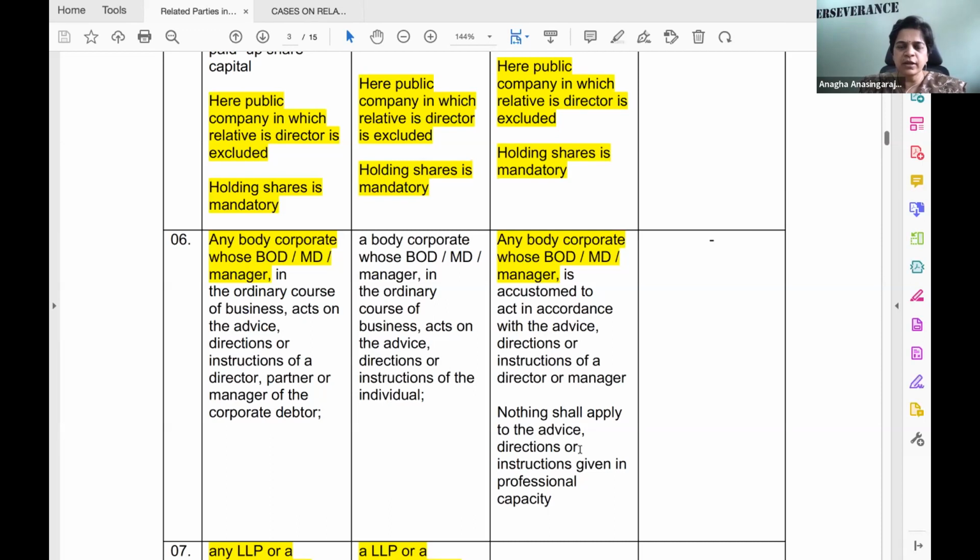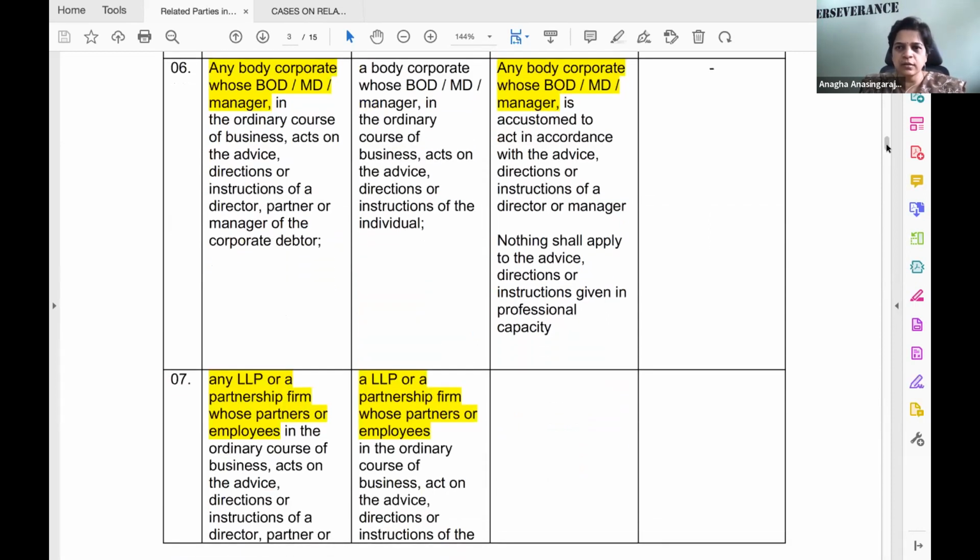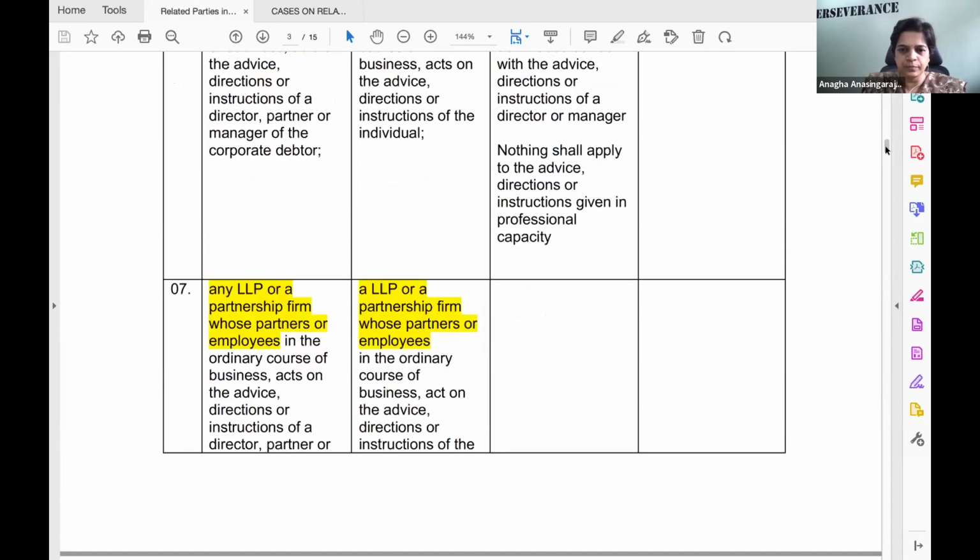Whereas when we are trying to fit something under clause 6 under the IBC, that exception for the professional capacity has been removed. So in case there is reason to believe that even though this person is actually a professional, but he is calling the shots there, then we may still be able to include that person in the related party definition.